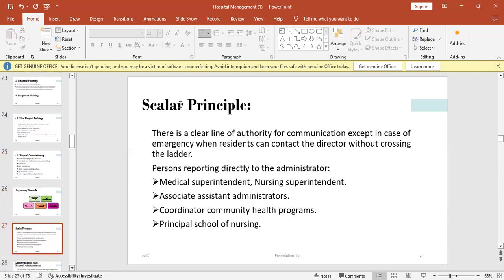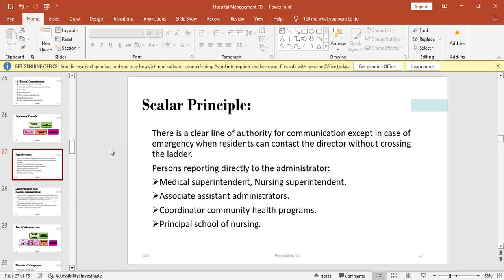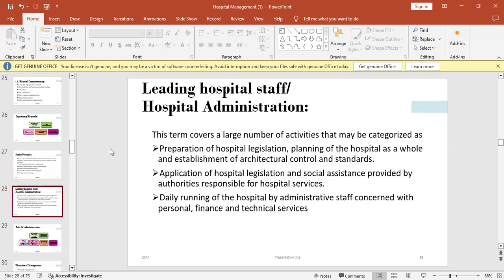This is the scalar principle. The scalar principle states that there is a clear line of authority for communication, except in case of emergency when residents can contact the director without crossing the ladder. Persons reporting directly to the administrator are the medical superintendent, nursing superintendent, associate assistant administrator, coordinator of community health programs, and the principal of the school of nursing.